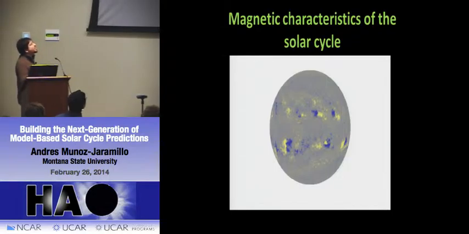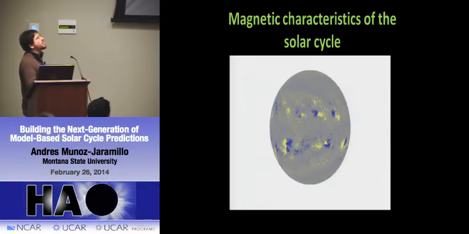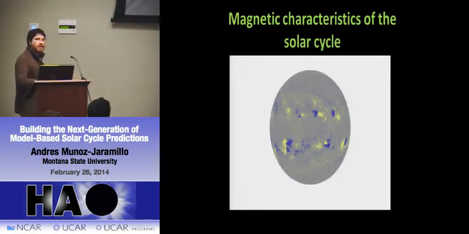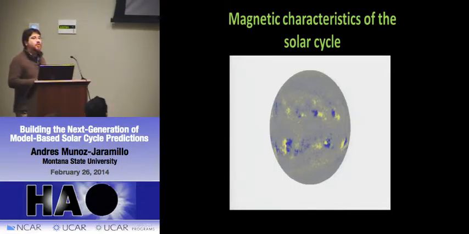You can see that in the northern hemisphere, you have positive, negative, positive, negative, positive, negative, positive, negative. So there is a systematic east-west orientation. There are exceptions, but most active regions follow this rule. Now, across the equator, there is a reversal of polarity. So now you have negative, positive, negative, positive, negative, positive, and so on. There is also another very important property that I'm going to mention several times during this talk, which is their tilt.